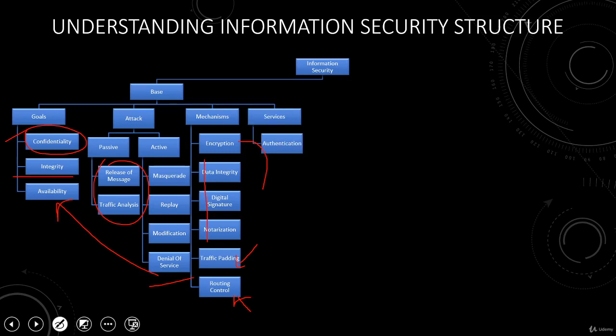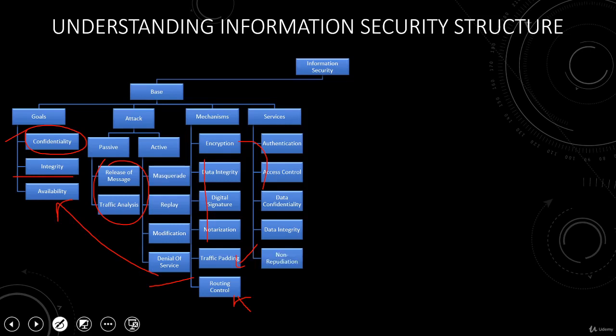And to achieve these goals using these mechanisms, we have services. The first is the authentication service, which authorizes the users. Access control is giving specific rights to specific users only. Data confidentiality is again a sort of encryption technique. Data integrity uses a hashing technique. Non-repudiation, that is denial of receiving or denial of sending, is handled using the non-repudiation service. We'll see the detail of each in the gradual forthcoming sessions.